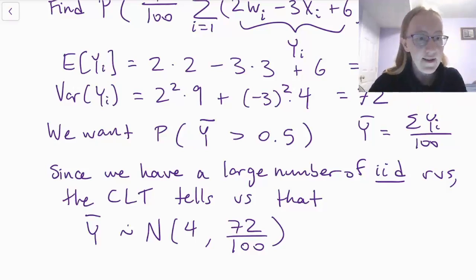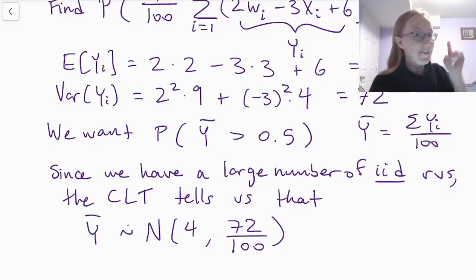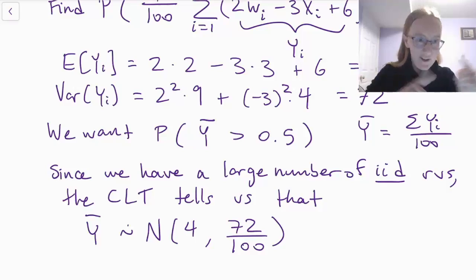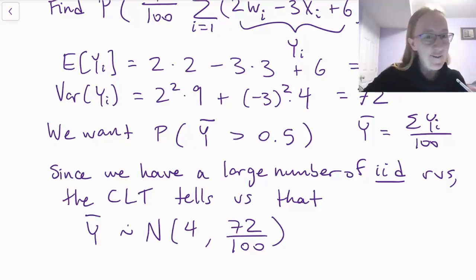Someone just commented, I thought it was by the square root of n. No, the standard deviation would be the square root, right? The variance is sigma squared over n. The standard deviation would be sigma over root n. So good intuition. The square root is going to be involved, but it doesn't come yet.